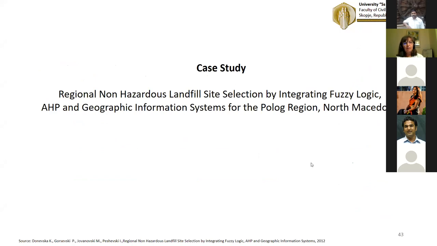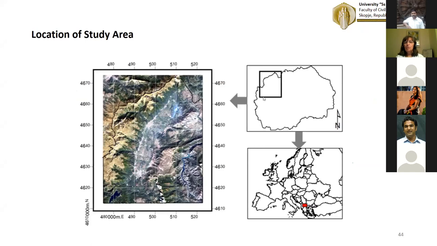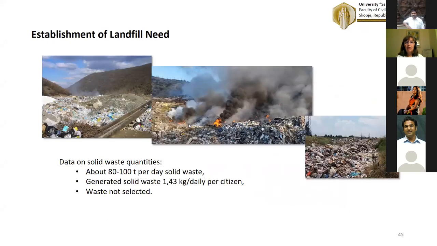It is the case study for regional non-hazardous landfill site selection. And this study has been performed in a region in Macedonia. It is a region in the northwestern part. It is called the Polog region. This region is surrounded by high mountains. It is a valley surrounded by high mountains on the west, also on the south, and also on the east.